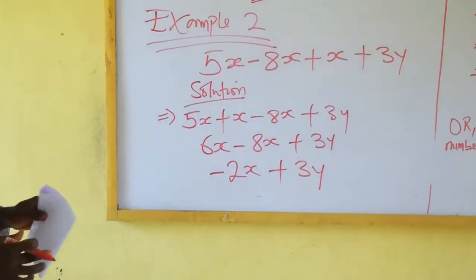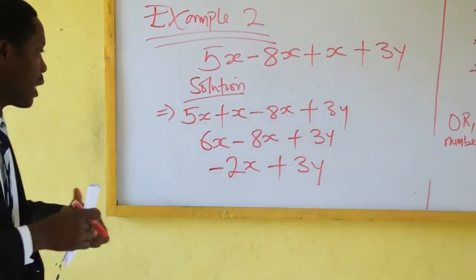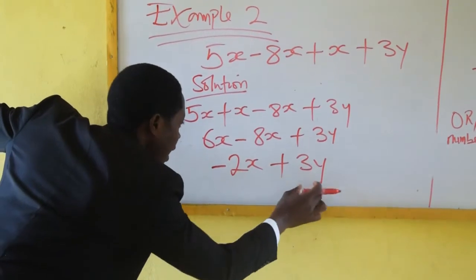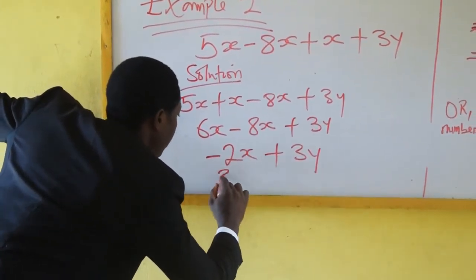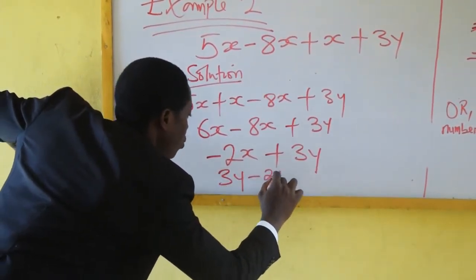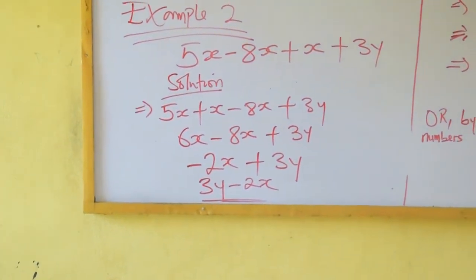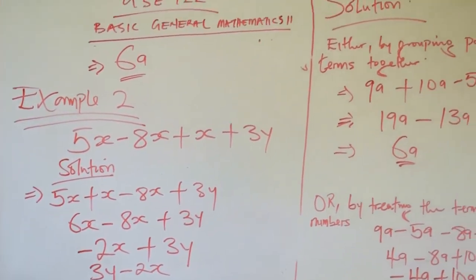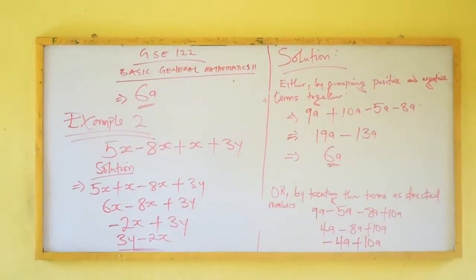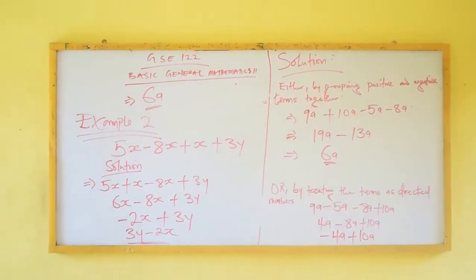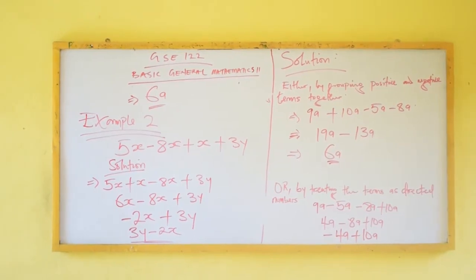Plus 3y. That's the final answer. But for convenience sake, it is better you write it like this. You write this first because of the positive sign. 3y minus 2x. That's the final answer. I think there's no problem with that. And it is very easy to go by.